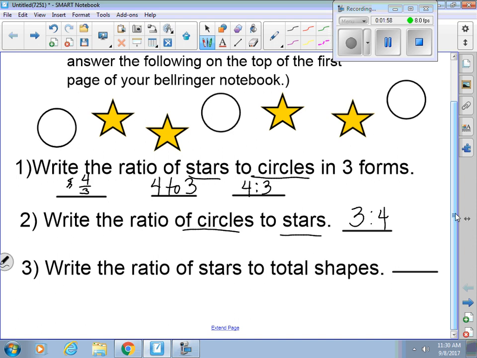Okay. And the last question, write the ratio of stars to total. Stars to total. So my first number of that ratio is going to be what, Joey? 4 to 7. 4, and then you gave me the last number, 7. The total number of shapes was 7, so that ratio is 4 to 7. Do we have any questions on this? No. All right. We are now moving on to our homework from yesterday, which is on page 4 of the module.